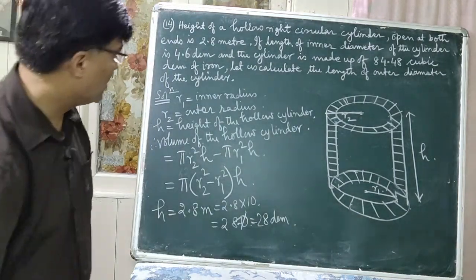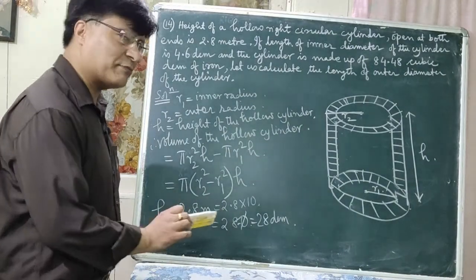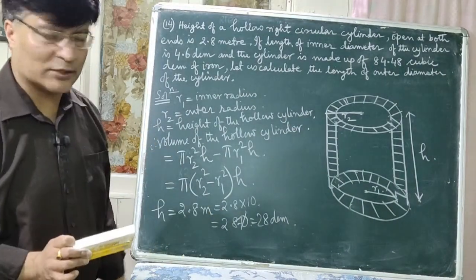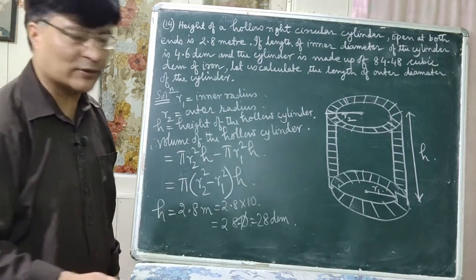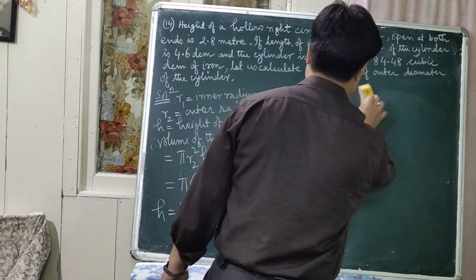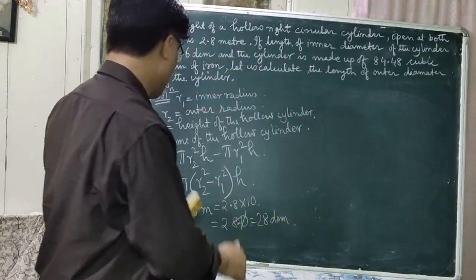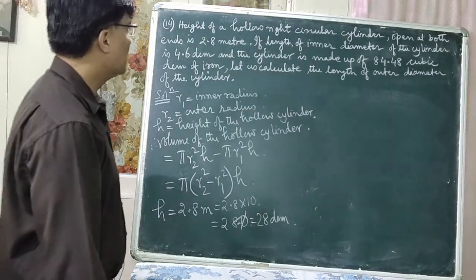Is that clear? So I think you have understood this figure. You don't have to draw the figure, okay? Just try to understand it. So what is the height of the hollow cylinder? It is 28 decimeter, okay?